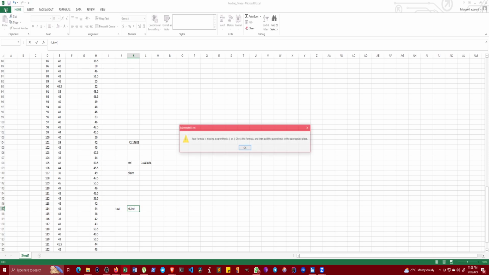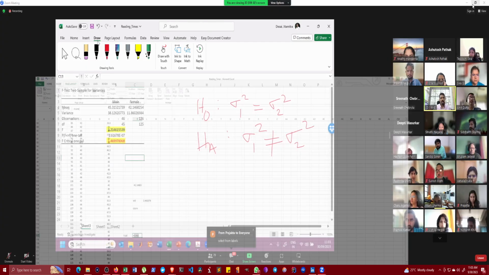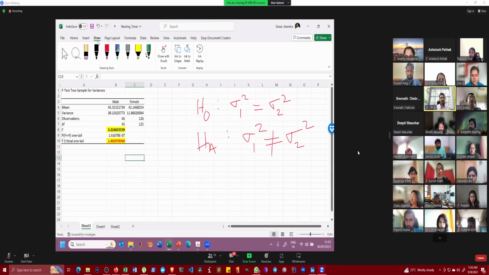Whatever is for males is variable range 1, and that column for males is variable range 1. Column for female is variable range 2. I should have 46 observations in male and 126 observations in female. Like we have selected variable range 1 and variable range 2 by selecting the total number of values for male and female, and then alpha is 0.05 and output range will be? Output range is basically wherever you want the results to be published.